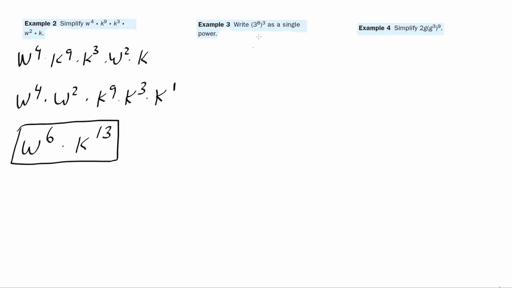For example 3, it says write 3 to the 8th power, all of that cubed, as a single power. So 3 to the 8th in parentheses, that's cubed, that's 3 to the 8 times 3. And 3 times 8 is 24, so that's 3 to the 24th power. That's our answer.